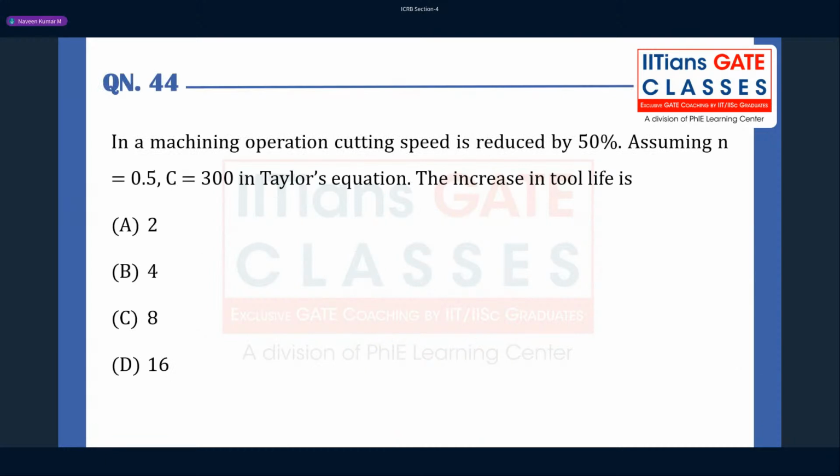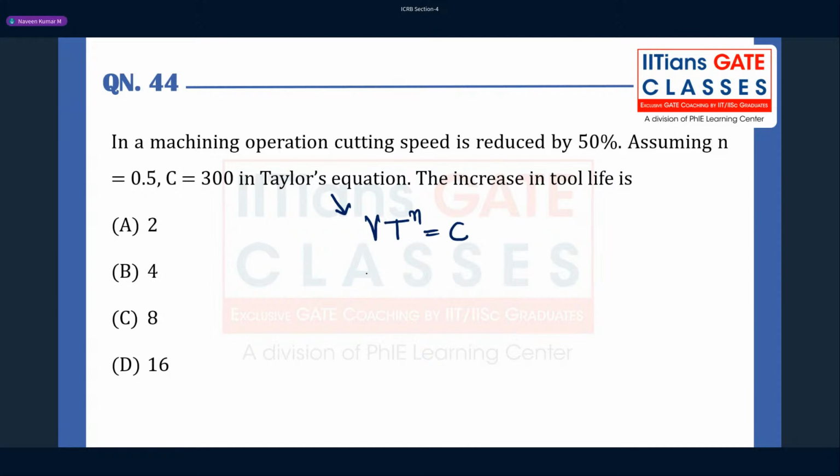In a machining operation, cutting speed is reduced by 50%. Assuming n is equal to 0.5, C is equal to 300 in Taylor's tool life equation, find the increase in cutting tool life. It's a simple question. Already we have done this question in the previous year papers also. It is given by Taylor's tool life equation. What is Taylor's tool life equation? V t power n is equal to constant.